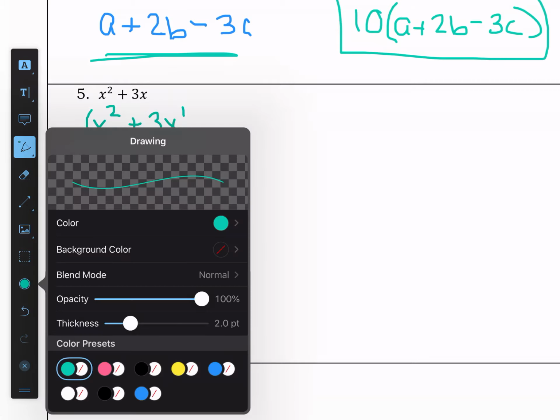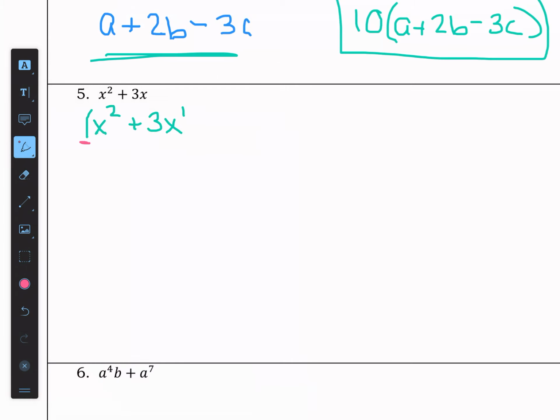So let's first look at our coefficients, our numbers in front. The GCF between 1 and 3 is just going to be 1. If one of the numbers in front is just 1, there's not really a number part of it. Right now, we're focusing more on the variables. So at the beginning of our GCF, you can write 1, because there's nothing else in common with the 1 and the 3.